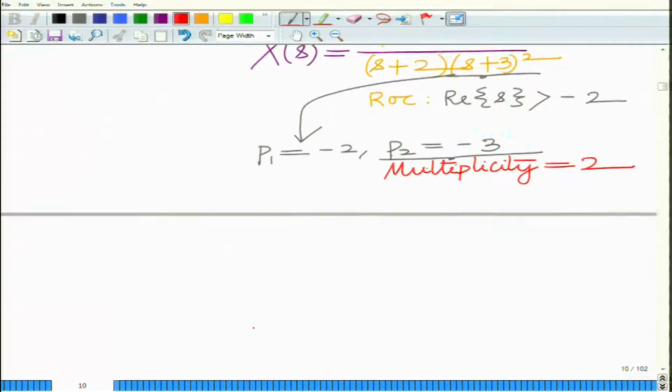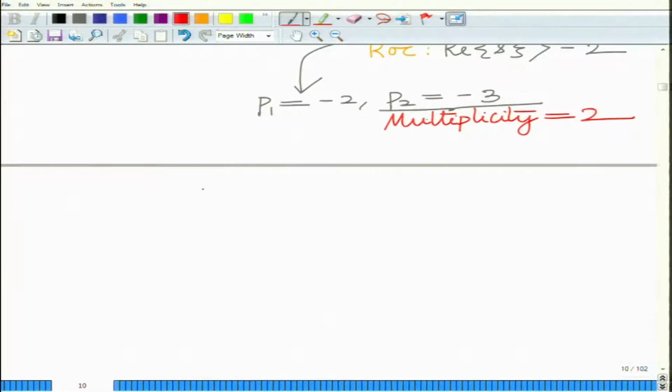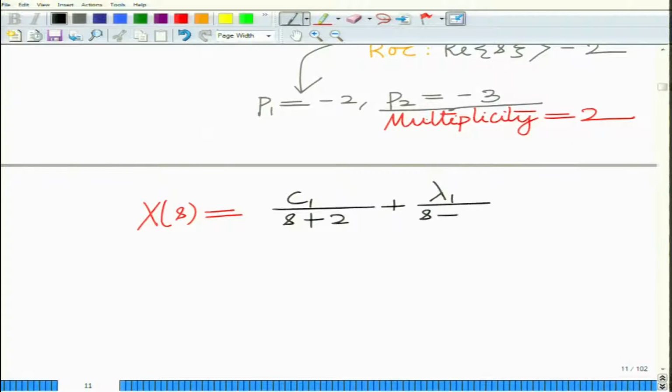Therefore, the partial fraction expansion will be of the form X(s) is equal to C1 by (s plus 2) plus, corresponding to (s plus 3), you will have two terms, one is lambda 1 by (s plus 3) plus lambda 2 divided by (s plus 3) whole square. So multiplicity equals 2, which means the factor r is equal to 2.